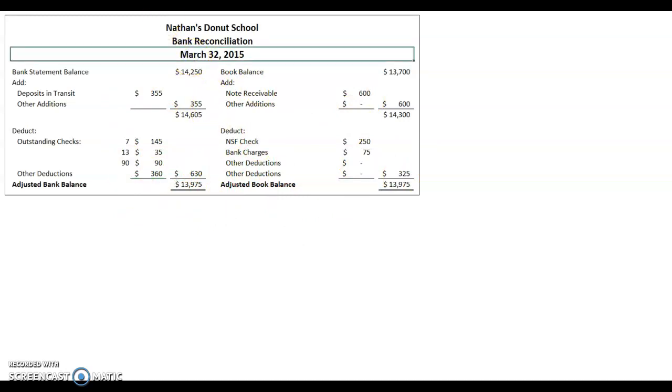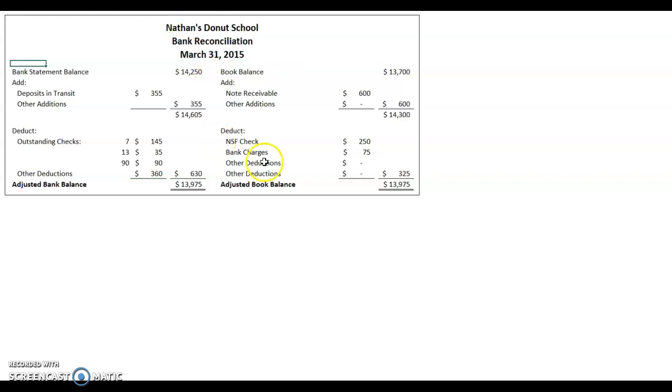Now, once you've completed your bank reconciliation, you will go back and make the adjustments to bring your book balance up to the adjusted book balance. So our book balance is $13,700 on our ledger. We want to make the changes that will create our adjusted book balance, or our adjusted book balance will be $13,975.